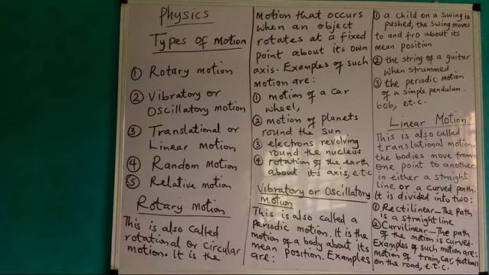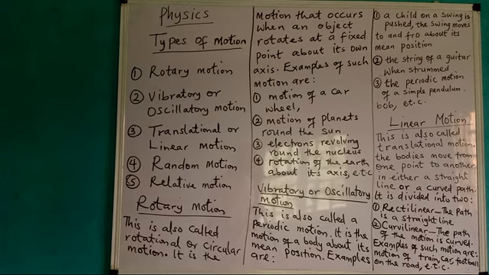Okay, let's now look at examples of an object that undergoes this kind of motion. We can mention the motion of a train. The motion of a train is a clear example of linear motion. When a train is moving on its track, from one train station to another, it is a clear example of linear motion.